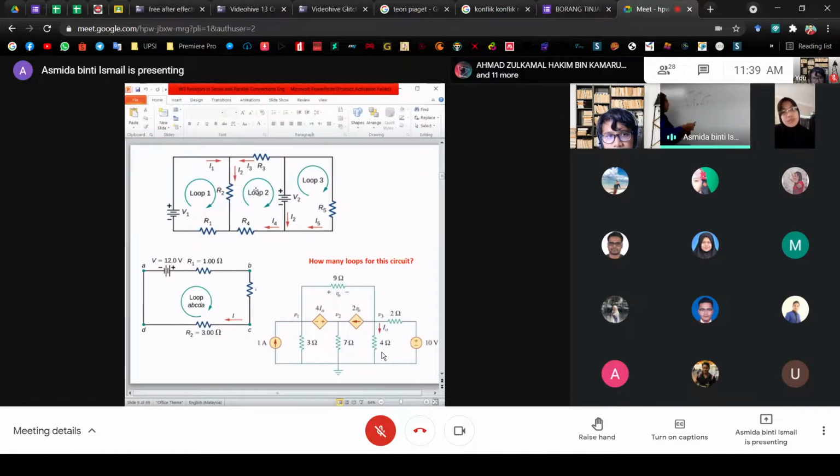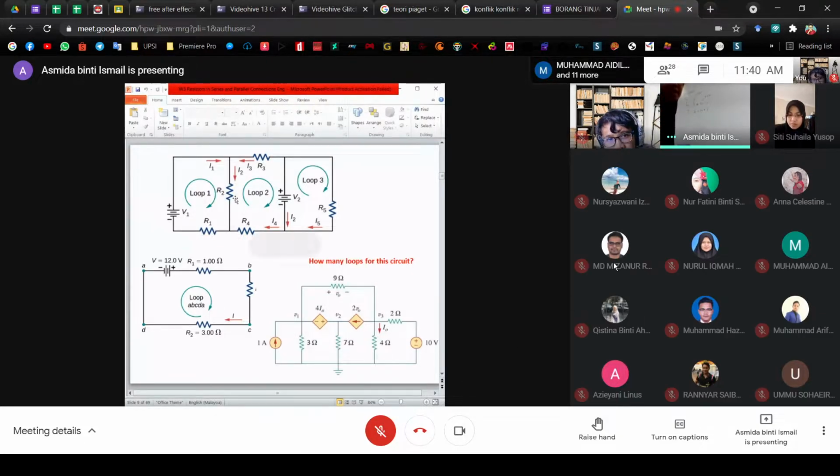Okay. We want to find the value of I. I is equal to B minus N plus 1. From this circuit, this one.